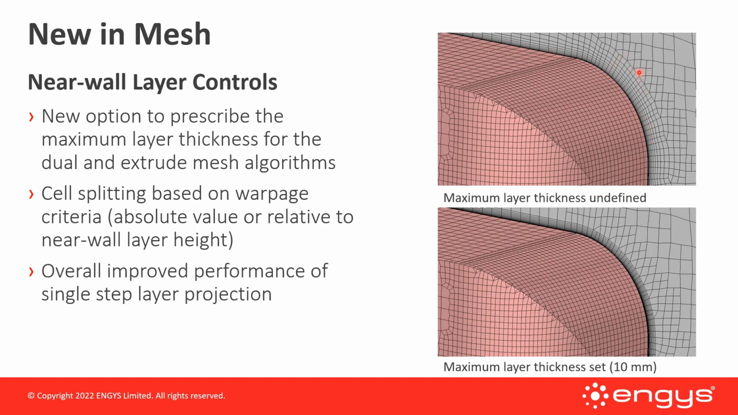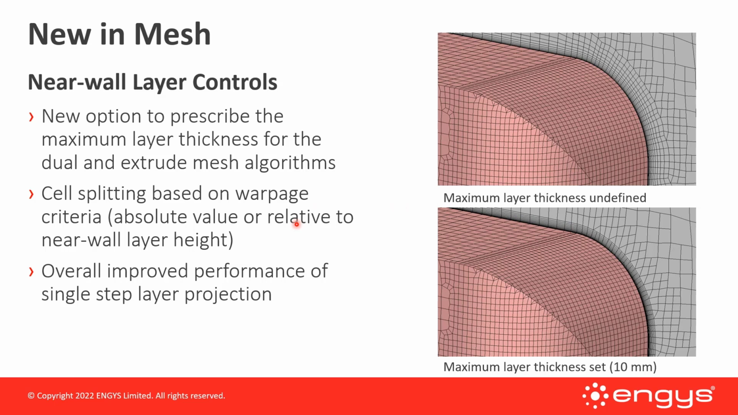You can see here on the top image, you will have a thick boundary layer, like in this case, whereas if you specify the maximum layer thickness to a specific value, this is what you get. So there is more control now available in 3.5 with respect to the previous version.